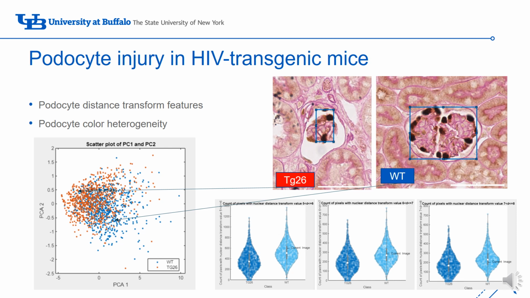Using HistoLens, we were able to isolate several quantitative markers of podocyte injury that occur in HIV-transgenic, or TG26 mice. These include several measures of podocyte distance transform. These features indicated that wild-type mice consistently have thicker, more uniformly shaped podocytes compared to TG26 podocytes, which take on a fractured appearance overall at higher levels of progression.